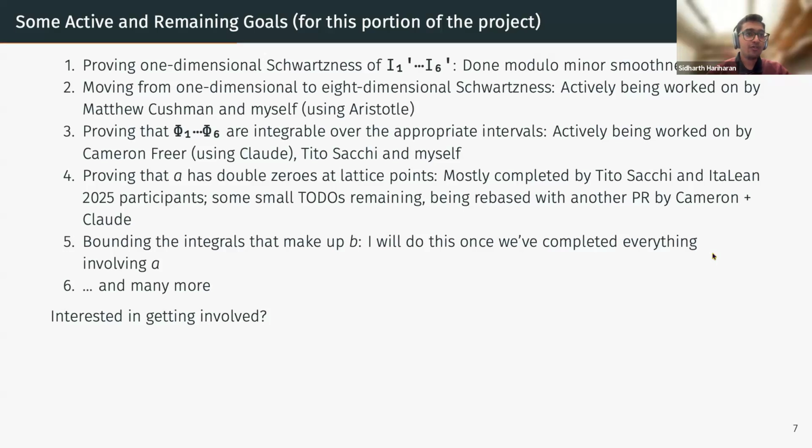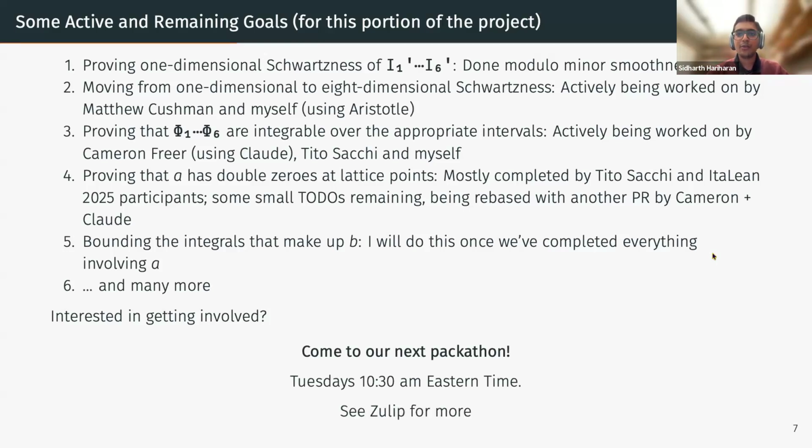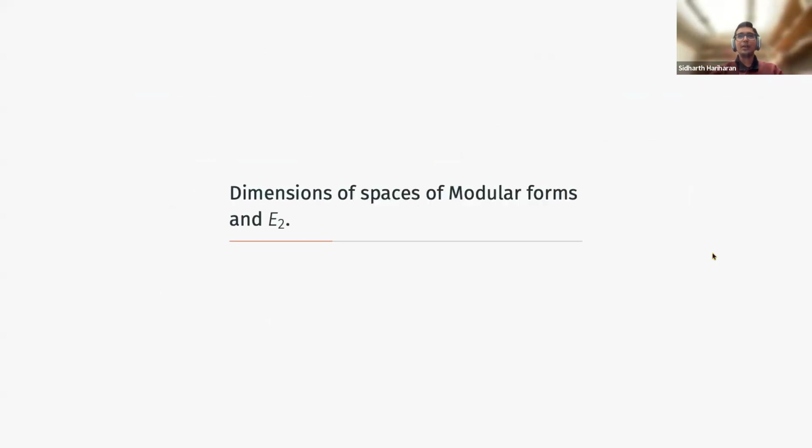So if you want to get involved and if you want to know more about these goals, we have weekly meetings called packathons, which take place on Tuesdays at 10:30 a.m. Eastern Time. We will have one next week, and there's a Zulip thread with more information about this. So Chris will now talk a little bit about spaces of modular forms.